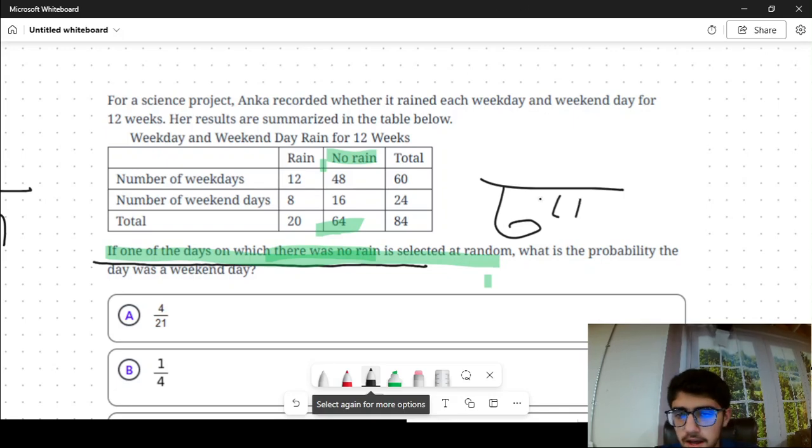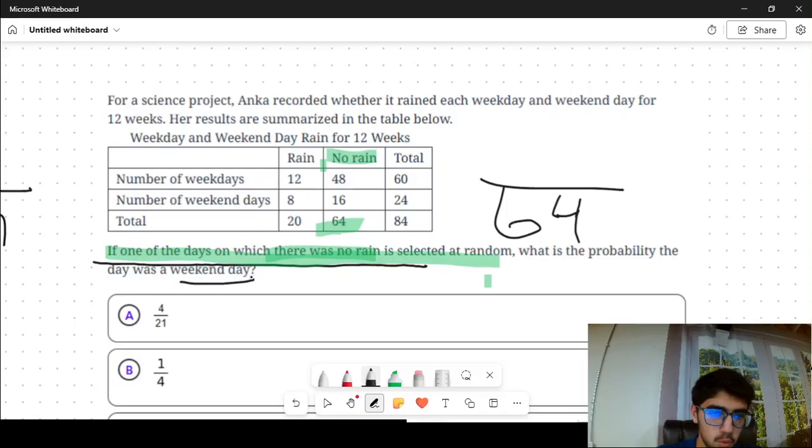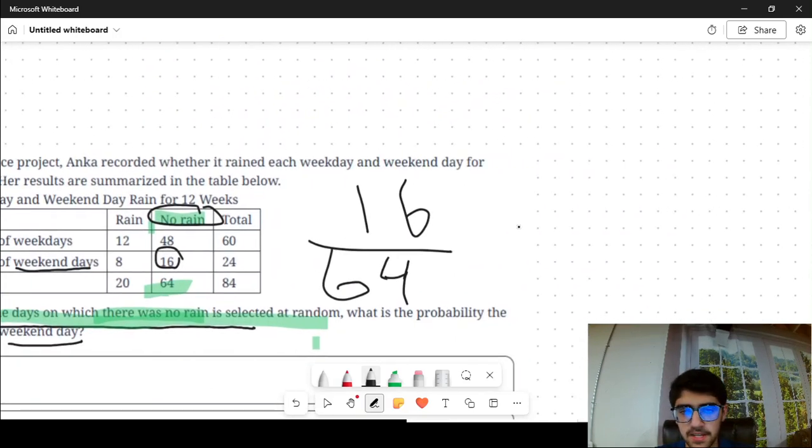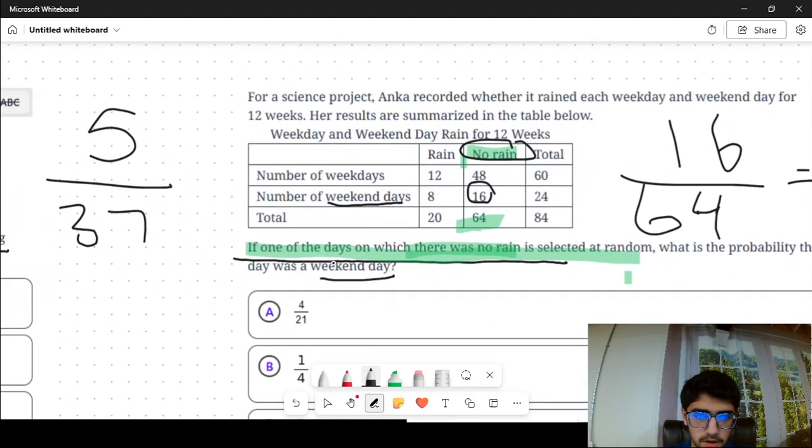Okay, my pen broke. 64. And then what is the probability the day was a weekend day? So the preferable outcome is that the day was a weekend, within the group where there was no rain. So within no rain, we want it to be a weekend day. A weekend, that would be 16. So 16 is the number of weekend days where there was no rain. So 16 out of 64. You look at the answer options, they're actually simplified. You can put it into decimals if you need, it'll simplify it for you. Equals 1/4, which is B.